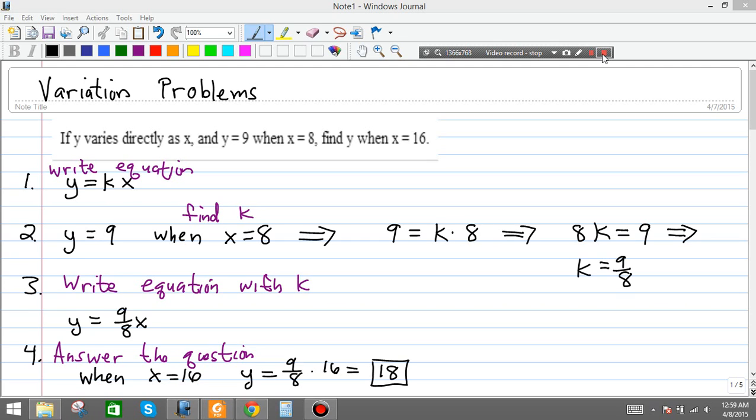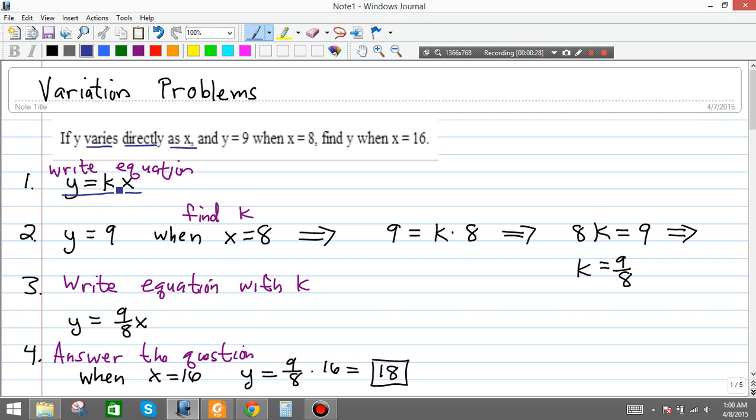All right, we're working on variation problems. And so you'll see in my math lab a problem that looks like this. If y varies directly as x and y equals 9 when x equals 8, find y when x is 16. And so the first thing is that when you see y varies directly as x, that means this.